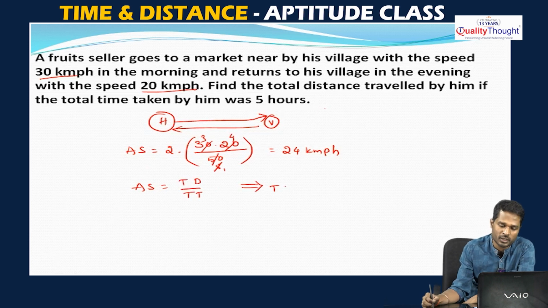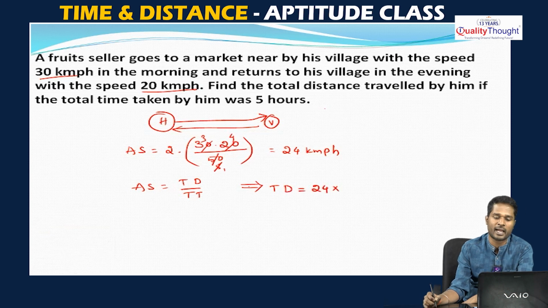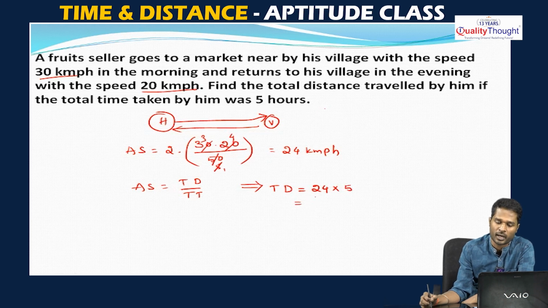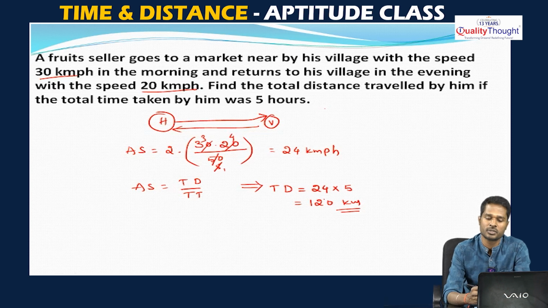So we require the total distance, let us take it as TD. The average speed is 24 and the total time he has taken is 5 hours. The total time required was 5 hours. 5 4s are 20, 5 2s are 10, plus 2, so 100 plus 20, which will be 120 kilometers. So the total distance travelled by him was 120 kilometers.